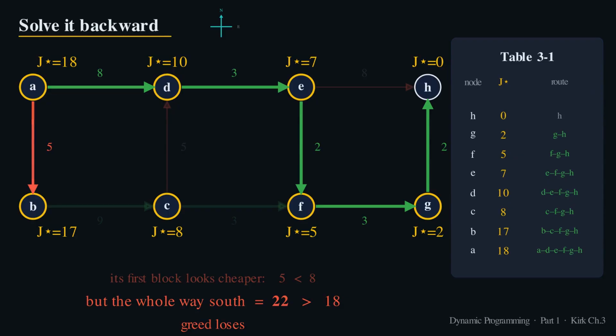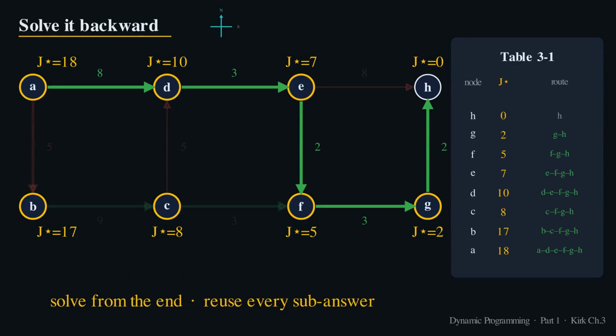And look at A's tempting shortcut south. Its first block is cheaper, 5 against 8, but it leads to 22. Greed loses. We solved from the end and reused every sub-answer. That is dynamic programming.